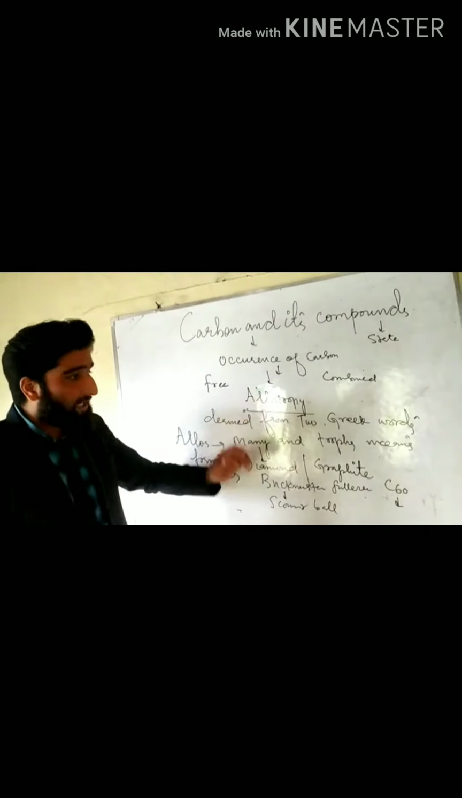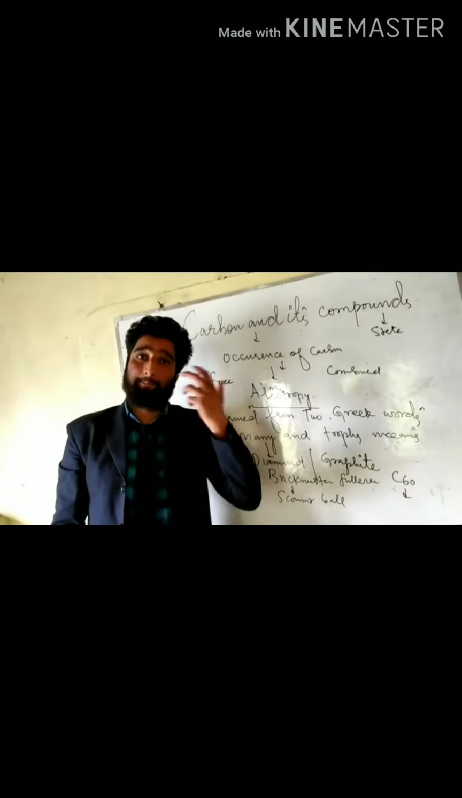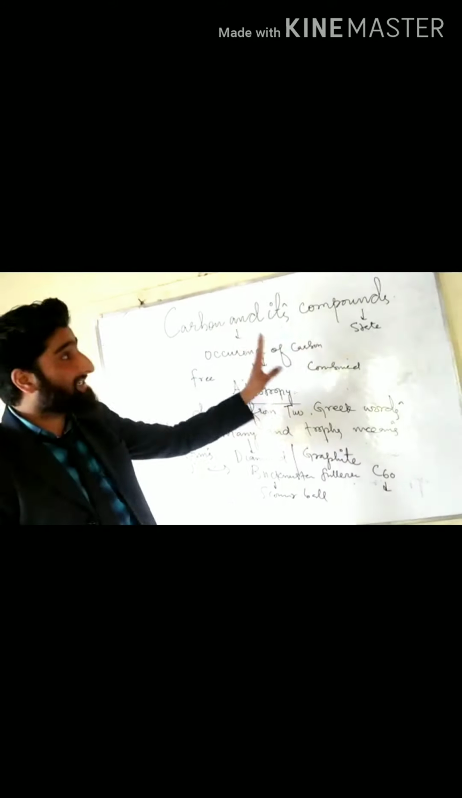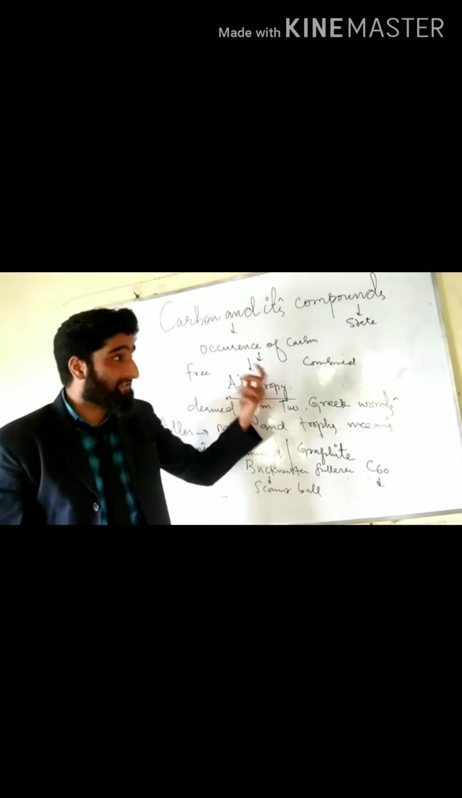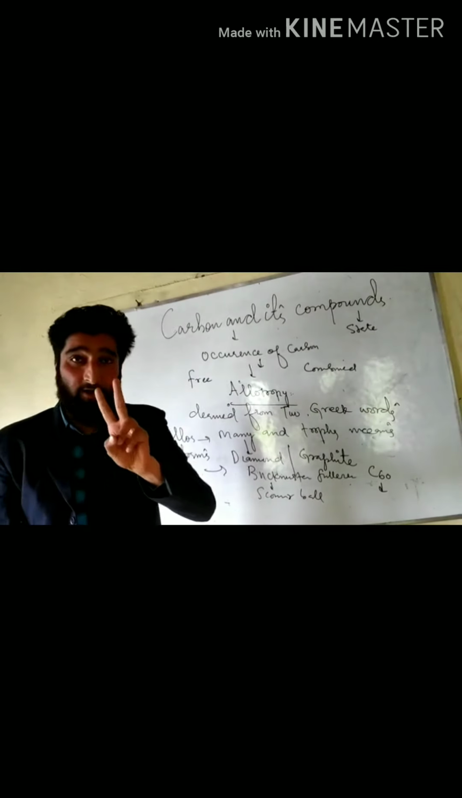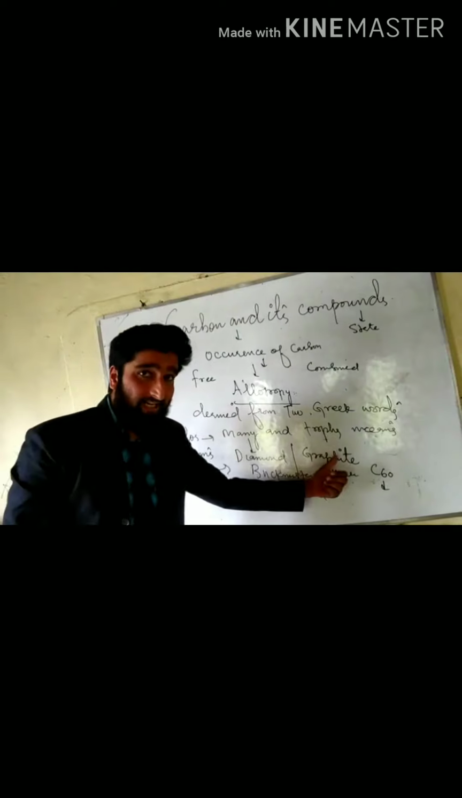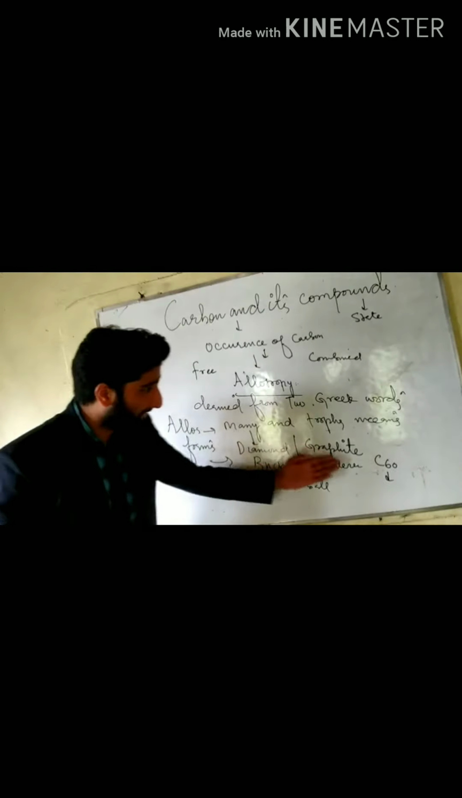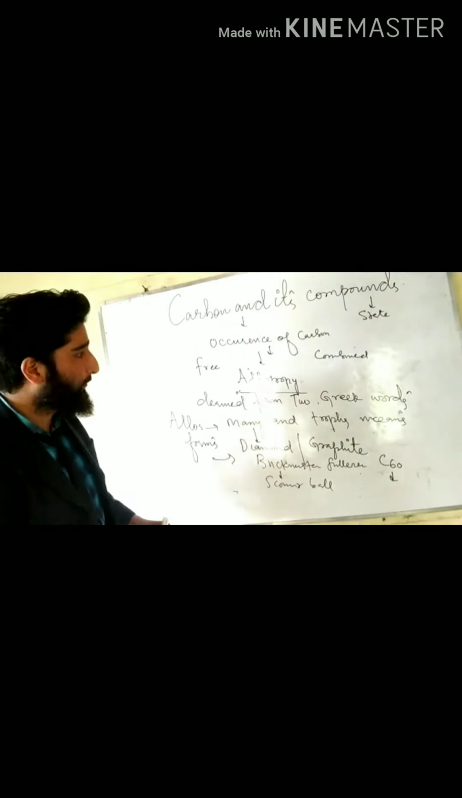As far as allotropy is concerned, it's the ability of a chemical element. In the case of carbon, it's the ability of the carbon element to exist in more than one physical form. It can exist in two physical forms, diamond and graphite. And recently one more physical form has been discovered, that is Buckminster fullerene. Let's move forward.